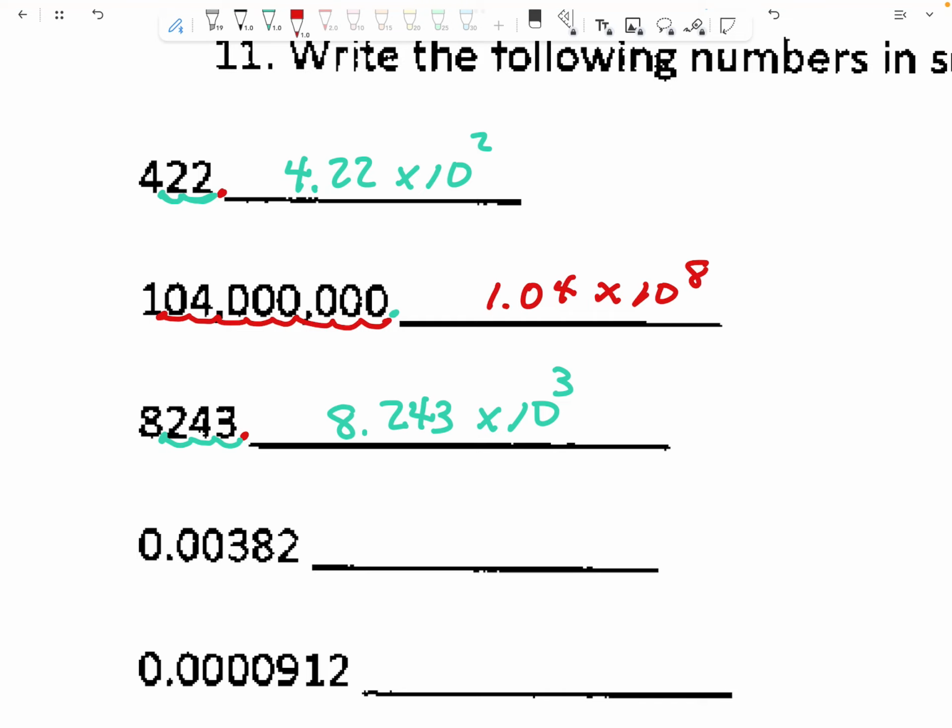So for your next number, 0.00382, there's my old decimal. My new decimal is supposed to go right there. And so now I'm going to count to the left. And when I go to the left, that means my exponent is going to be negative. So 1, 2, 3. So it's going to be a minus 3. And it's going to be 3.82 times 10 to the minus 3.